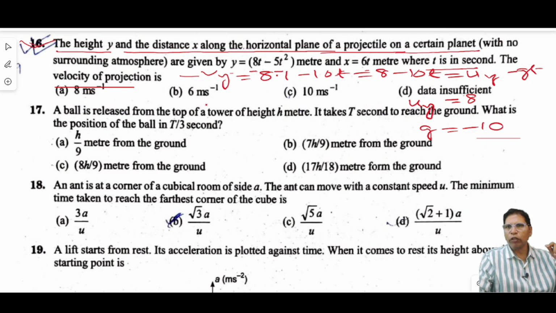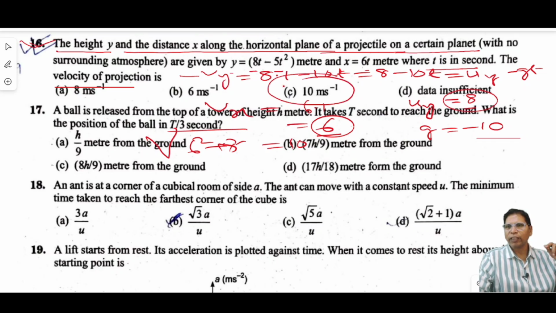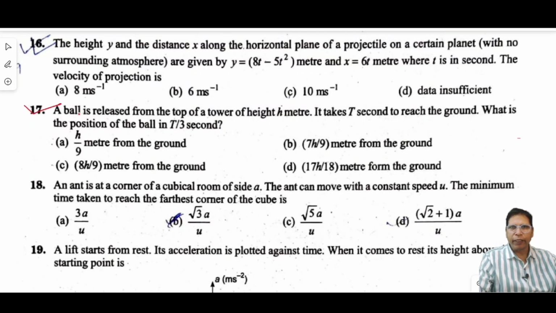Now we have to calculate Vx. What is Vx? Vx is equal to, look at this, 6 into 1. So this is the 6 meter per second. So initial velocity along horizontal direction is 6 and initial velocity along vertical direction is 8. So the velocity of projection, this is the root of 6 square plus 8 square, this is the 10. Okay, which is correct? This is the C option is correct. Okay, understood. Next. Now question number 70.